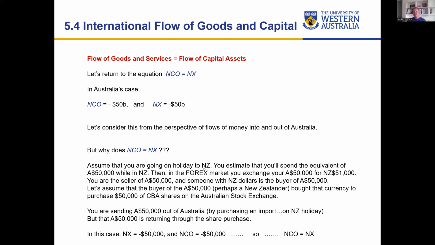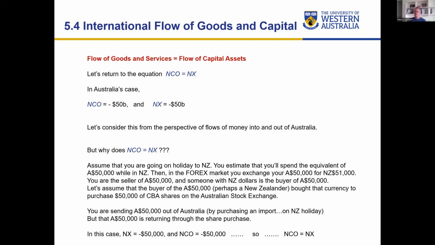Okay, so the story is this. You're going on holiday to New Zealand, and you estimate that you'll spend the equivalent of 50,000 Australian dollars in New Zealand. Okay, so that is one heck of a holiday, but 50 grand's a lot. But anyway, it was a nice round number at the time I created the slide. So you're going to spend 50 grand in New Zealand. Now from Australia's perspective, that is an imported good. You are importing that holiday in New Zealand.